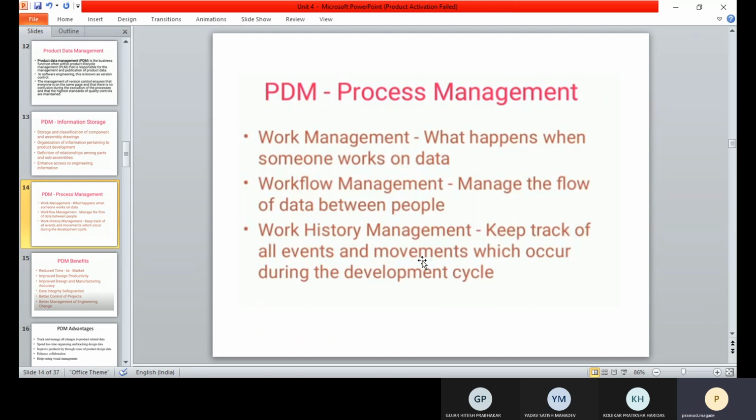In that case, when some work is done on data, there is the requirement of the workflow process and the work history related to that particular product, and whether the components are available in our inventory stock or not. If not, we need to purchase. If yes, how much quantity, what should be the material, and whether the same material will be used for the next process, we need to consider in the case of PDM. Okay, so this is PDM related to process management.